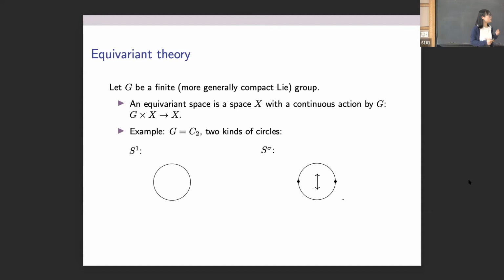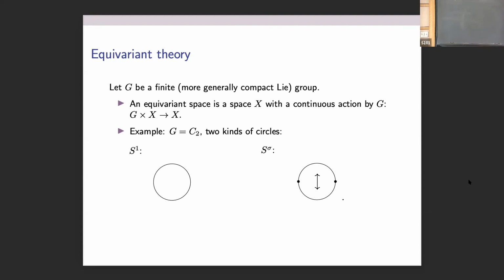When the group is the cyclic group of order two, we have two kinds of circles. The first circle is a not very interesting circle with trivial action. And the second circle is where the C2 action is by reflection, and here this is notated as S^sigma. So sigma is the sign representation, and if you take the sign representation and close it up, you will get this circle.